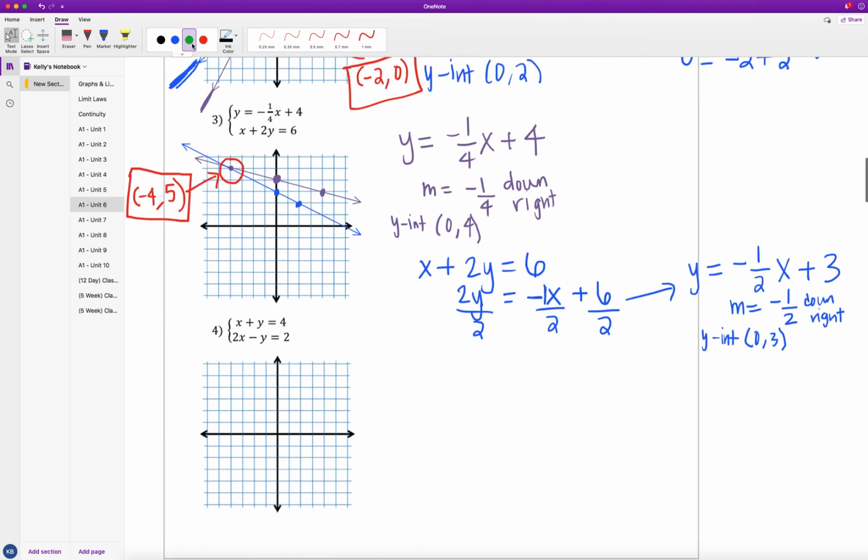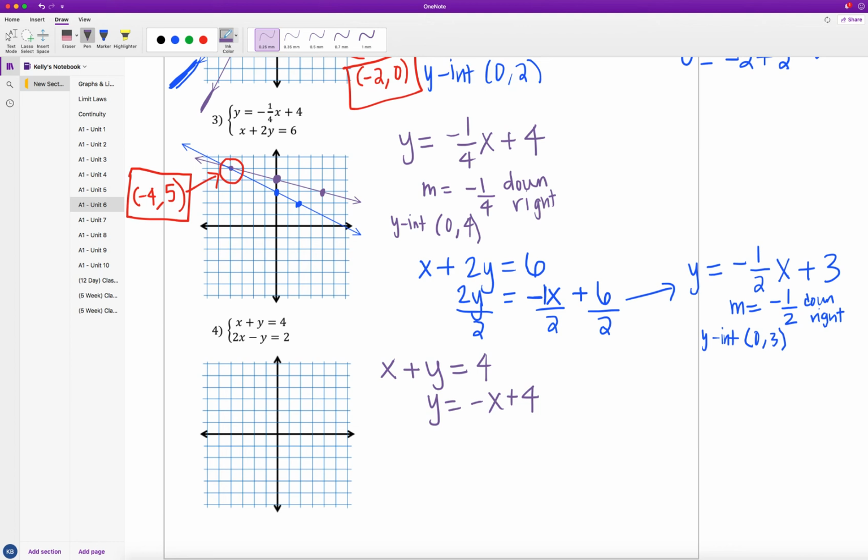Let's look at example 4. So in example 4, we have x plus y equals 4 and 2x minus y equals 2. So let's take this one line at a time. We'll start with the first one. x plus y equals 4. What form is that in? So this one is again in standard form. So how can I change from standard form to slope-intercept form? To change from standard form to slope-intercept form, I want to isolate the y variable. So to get y by itself, I'll subtract x, and I get y equals negative x plus 4.